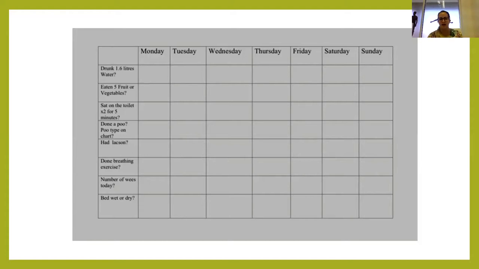What does their poo look like? You can include, of course, the laxatives and other medication they might be on from the ped. Have they done their breathing exercises? How many wees have they done today? And was the bed wet or dry? With a younger child, the parent would probably fill this in for me.